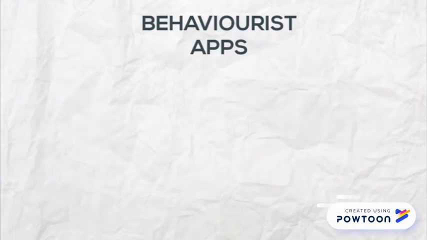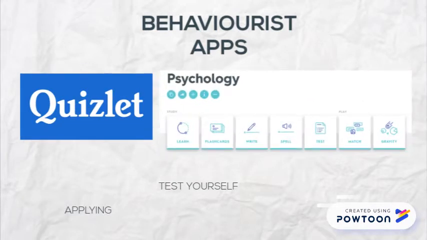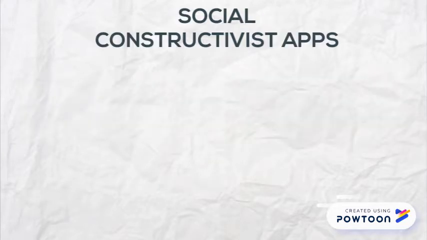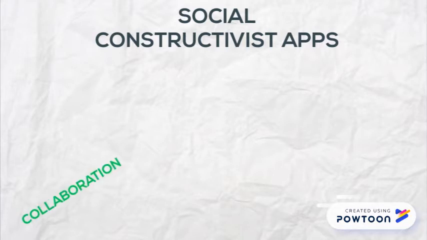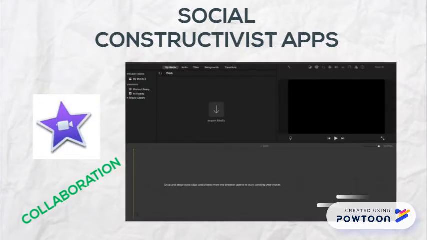Behaviorist apps are more about applying the information you've learned and testing yourself. Quizlet is a great app that I use that helps test yourself, prompting you to learn the flashcard before moving on, and later creating a test that you can do and see what you know and what you need to work on. Social constructivist apps focus more on collaboration and bringing all your ideas together. A great example of this is iMovie, where you're able to create group projects, each bringing your own knowledge together and enhancing your learning experience.